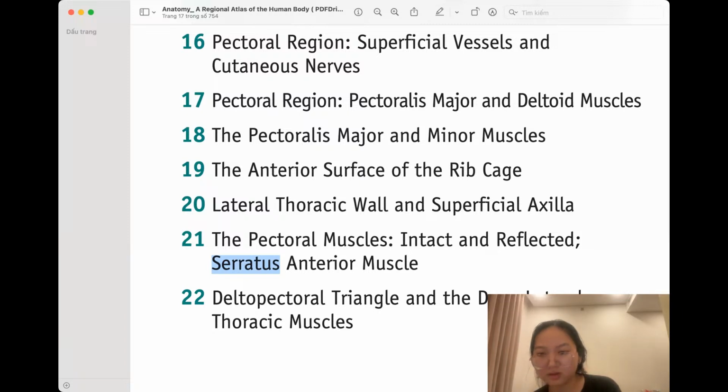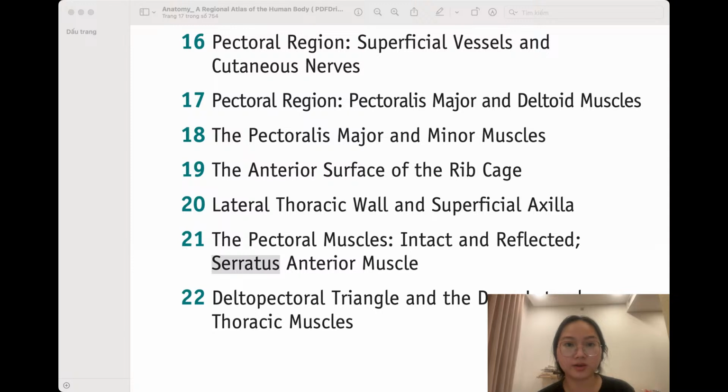Serratus anterior muscles. I don't know what serratus anterior muscle is. What does that mean? Serratus anterior muscle. So this one is the serratus anterior muscle. Hey, you guys don't even know what you're talking about for this one.